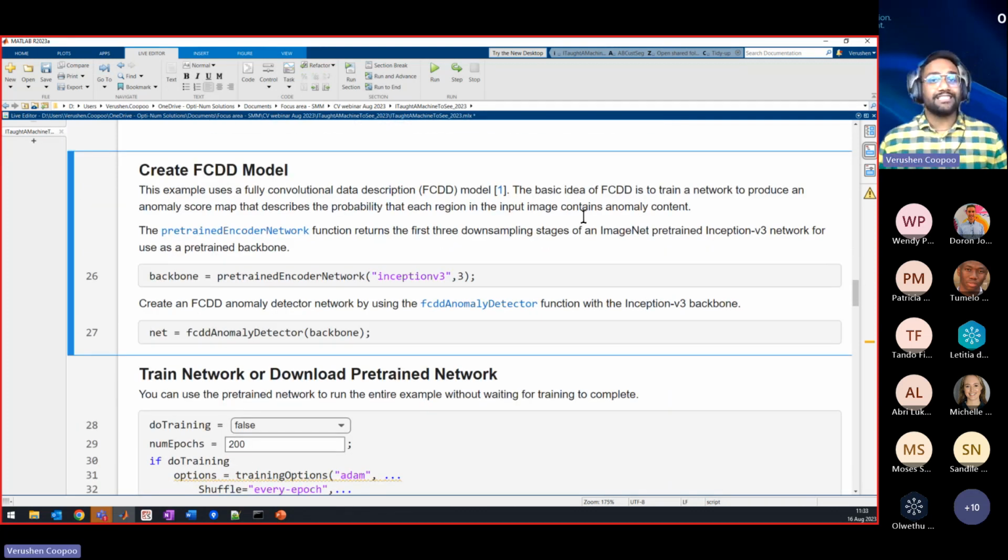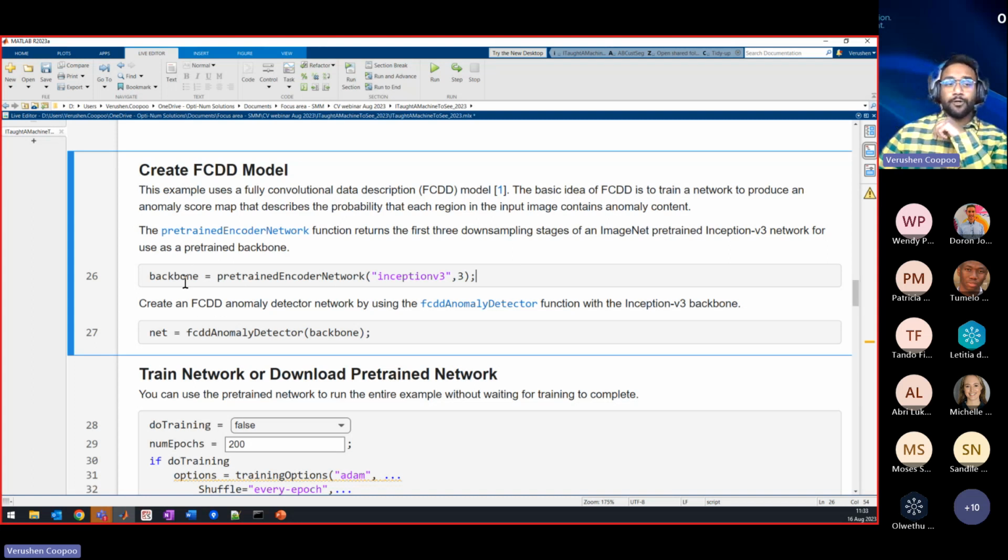Now we're going to create our FCDD model, and this is going to be done using a technique called transfer learning. With transfer learning, you take a network which has been pre-trained on something else, and you modify it slightly in order to suit your application. The network we're using as a backbone is called Inception v3, and there are many types of pre-trained networks already built into MATLAB that you can use.